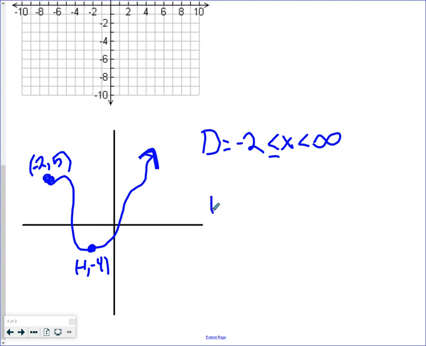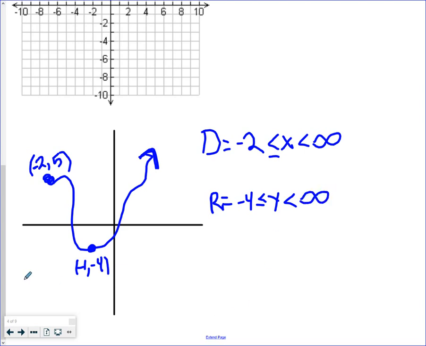Same for the range. My range has a lowest point right here. And remember, my range is my y's. So it has a lowest point of -4. My range goes all the way down to -4, less than or equal to y. But my range doesn't have an upper bound, so it'd be less than infinity.